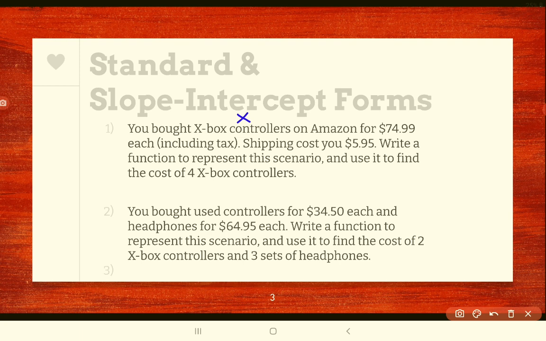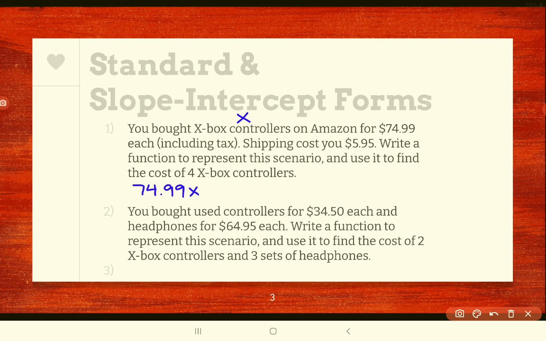Well, it costs you $74.99 for each Xbox controller. So if you only bought one, it would cost you $74.99. So how do I write something that represents $74.99 times each one? Well, I'd say 74.99x. And what that means is I could plug any number I wanted in for x. If I bought 1, I'd multiply 74.99 by 1. If I bought 2, I'd multiply 74.99 by 2, and so on.